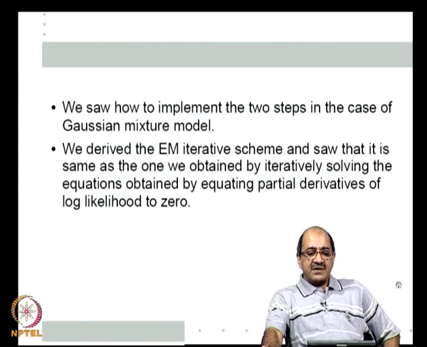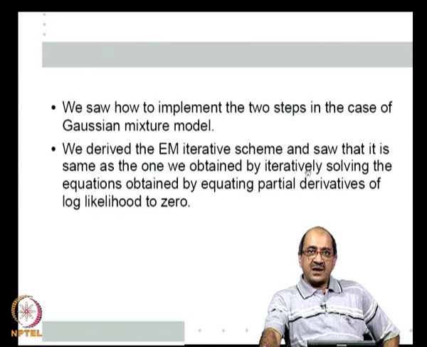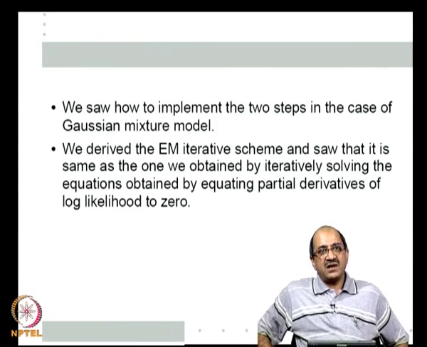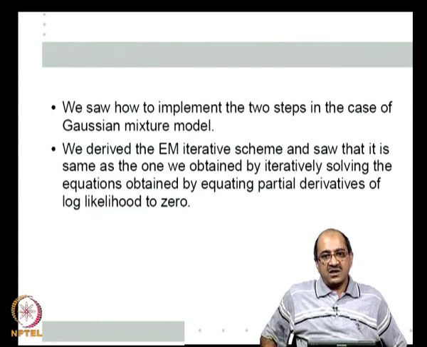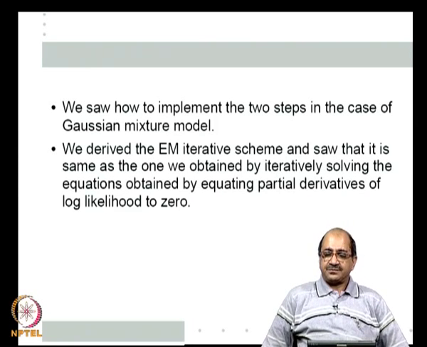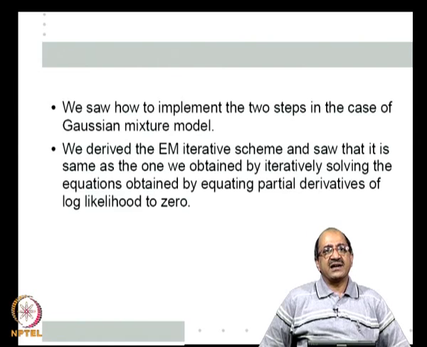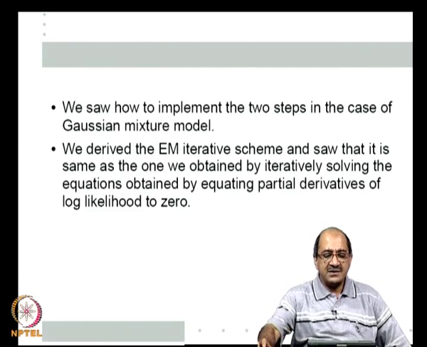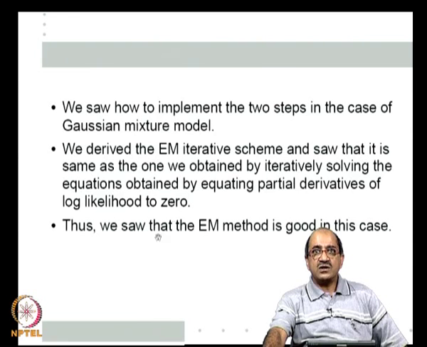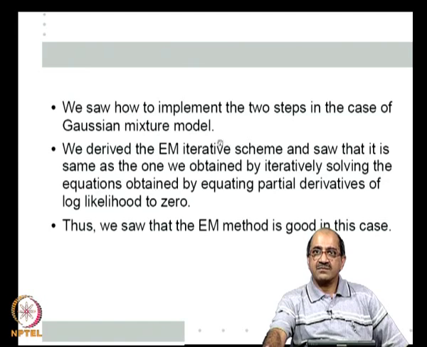We derived the EM iterative scheme for that particular 2 component Gaussian mixture by actually taking the log likelihood of what we called incomplete data. That is what we would have normally done in the ML estimate, and then differentiating it and equating the partial derivatives to 0. Okay. We actually obtained an iterative scheme for obtaining the ML estimates, and then we saw that it is the same as what is given by the EM algorithm.